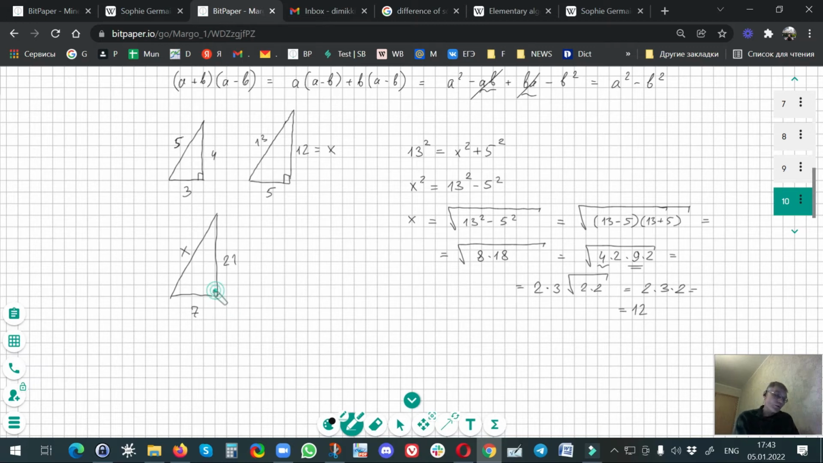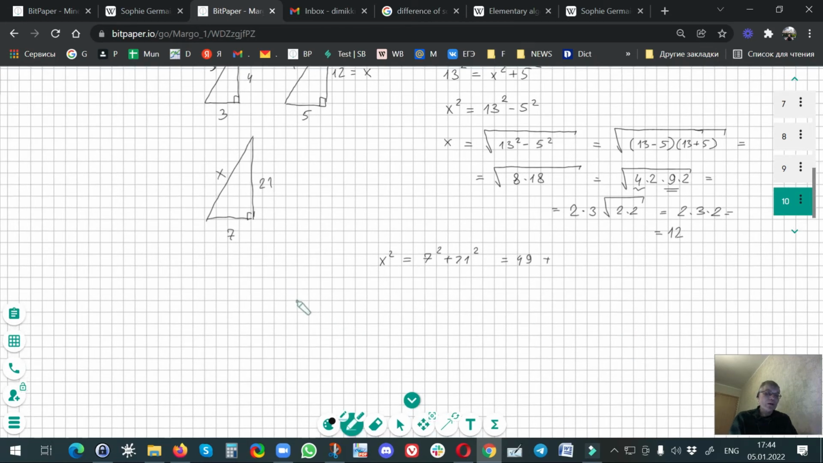Let me show you something. I'll use another formula to simplify my calculations. Again, I want to apply the Pythagorean theorem to this triangle to find x, the hypotenuse. 7 squared plus 21 squared. And I remember that 7 squared is just 49. But what about 21 squared?